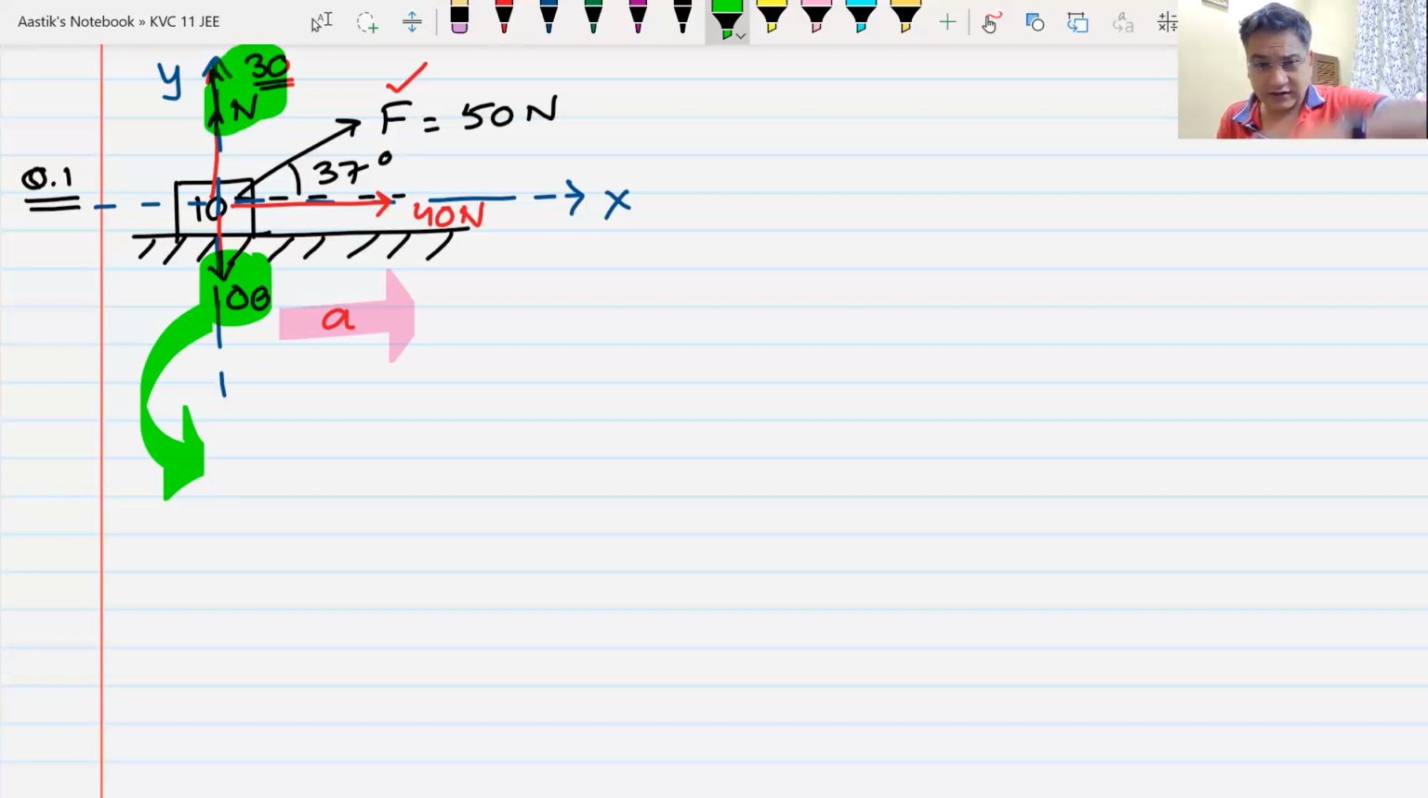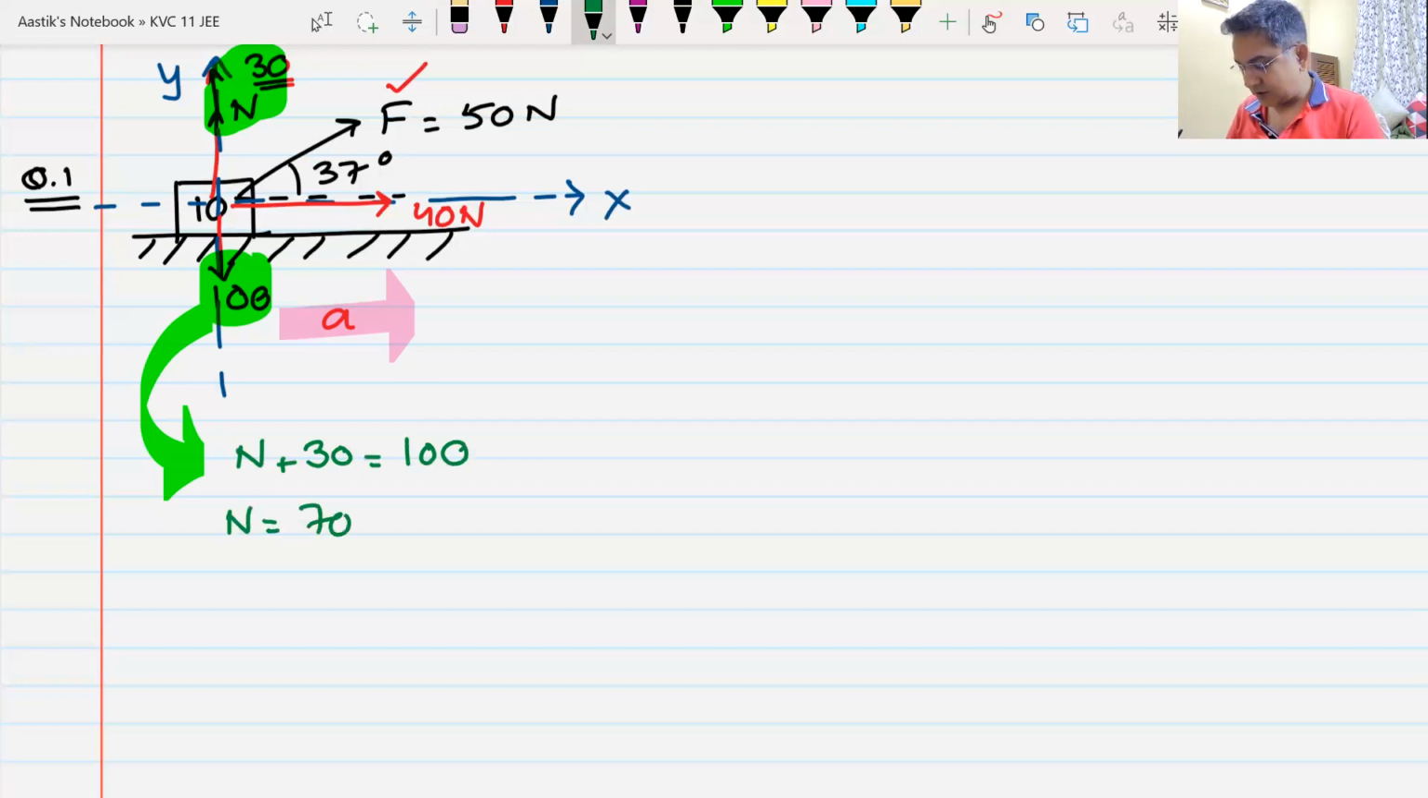It's not going to move like this. Can you tell me what is the green equation? No one? Normal reaction upwards plus 30 upwards shall be equal to 100, which is downwards. From here, you can get the value of normal reaction. Normal reaction is going to be 70 newtons. Do we understand this?